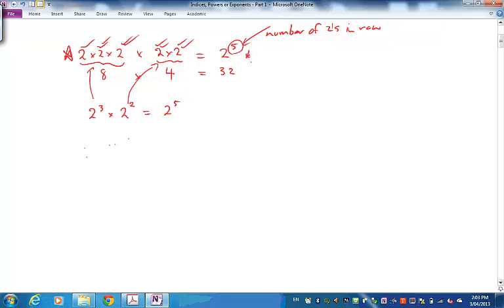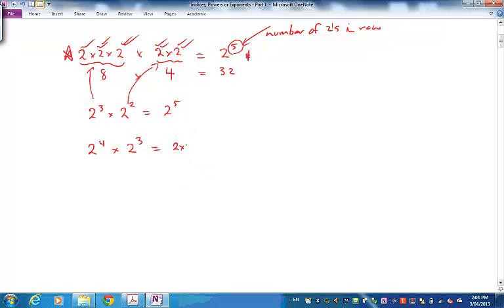I want you to think about this problem now. 2 to the 4th by 2 cubed. And can you write that out in full? I want you to pause the presentation now and see what you reckon that comes to by writing it out in full. Okay, let's do it now.